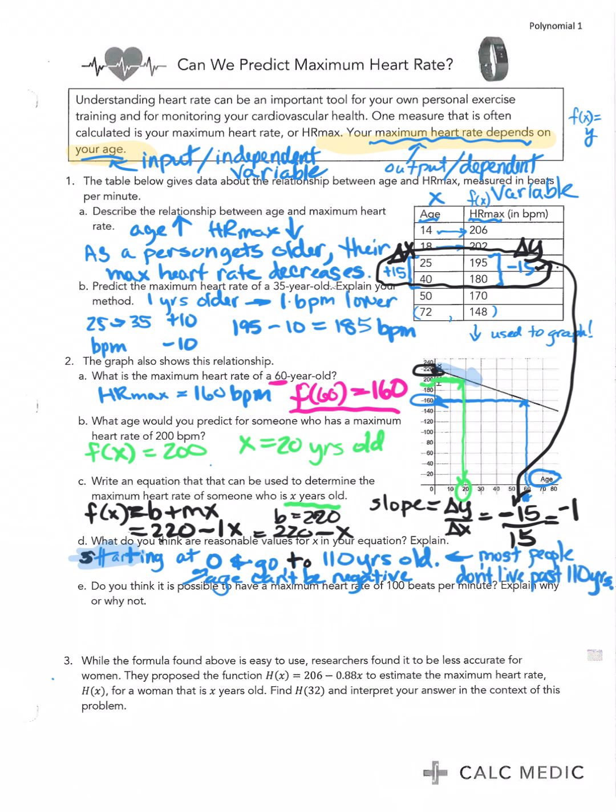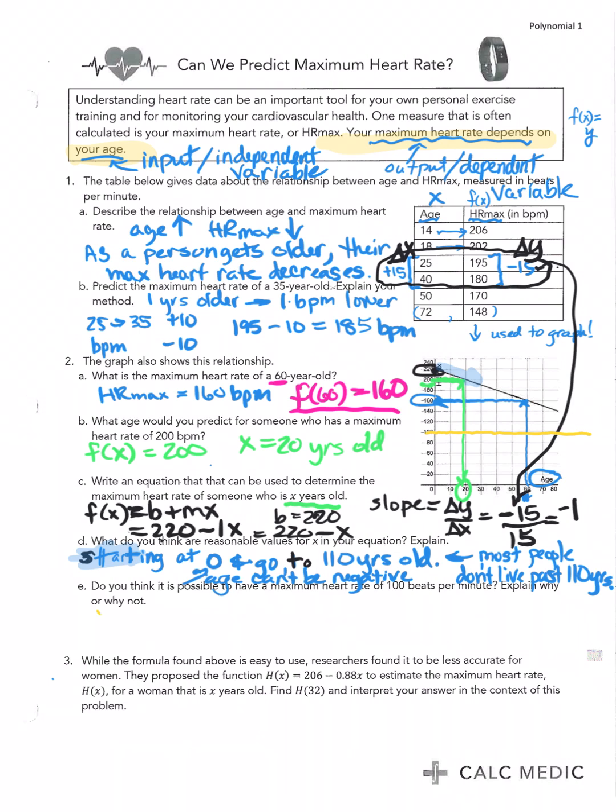Okay. So now, do you think it's possible to have a maximum heart rate of 100 beats per minute? Well, let's look. If we go to our graph and look at that, that's kind of interesting. 100 beats per minute is going to go over here. So this goes out even further. It's not actually on our graph, so we can't use our graph for this. So what will we have to use? Well, looks like we're going to have to use our function, which is what we have. So 100 beats per minute.